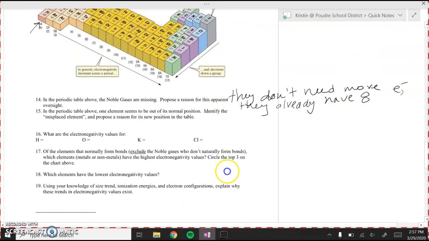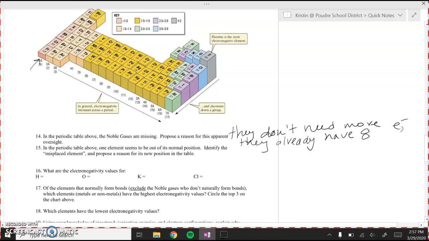So we can use this table to determine some electronegativity values. So if we look at hydrogen, it's just 2.1. Oxygen's is 3.5. So I'm just literally looking at this number. Potassium, 0.9. And chlorine is 3.0.